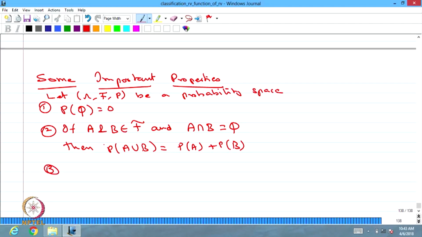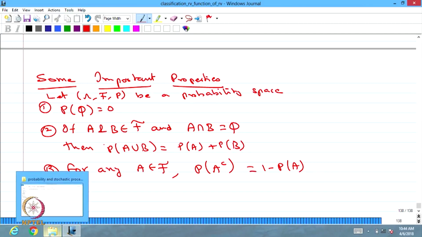Third result: for any event A belonging to F, P of A complement is the same as 1 minus P of A. If you know the probability of A and you want to find out the probability of A complement, that is the same as 1 minus P of A. The same concept is used to find out that the probability of empty set is 0 also.